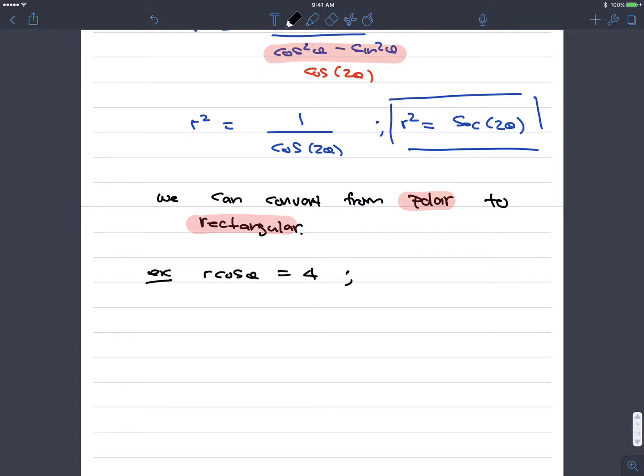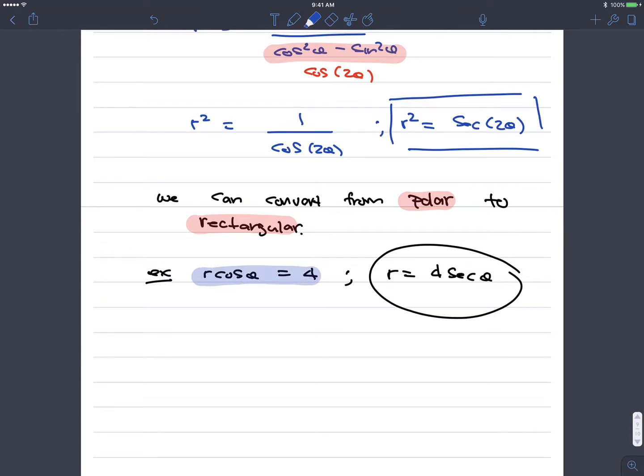And note, they can say r is 4 secant theta. I just want to put that down there for you guys. R is 4 secant theta is the same as what you see over here. Is that true? By saying r cosine theta is 4?